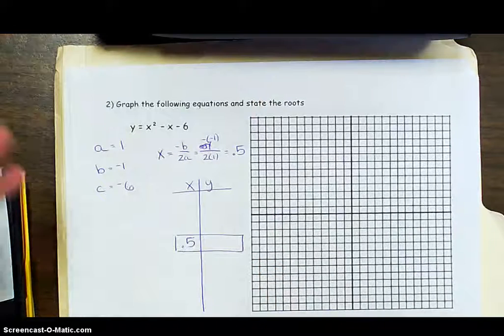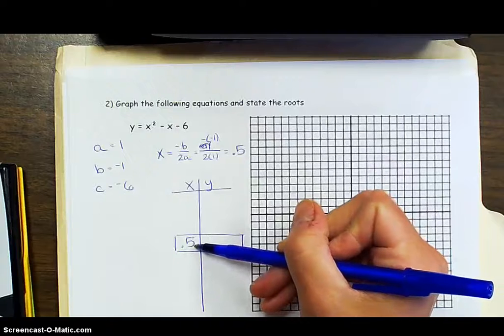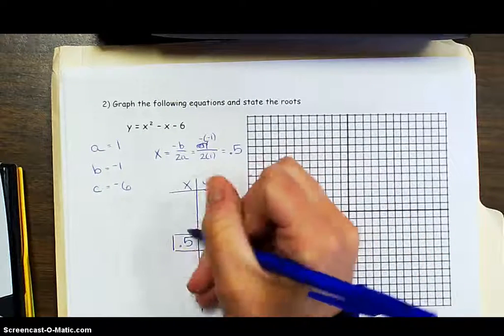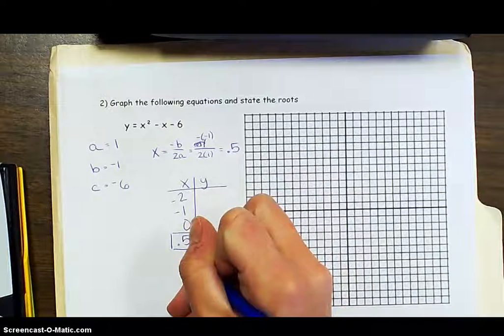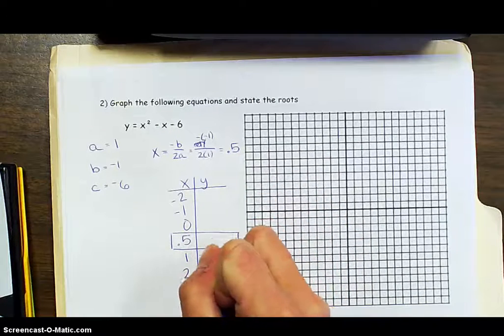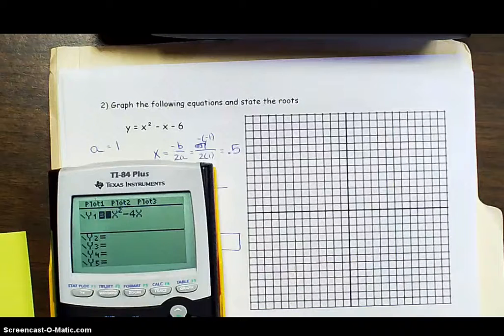I still need to go 3 above and 3 below. So what's the nearest integer for 0.5? If we want to go towards the negatives, it would be 0, -1, -2. To go above it, it would then be +1, +2, +3. And now we can go to our table of values.